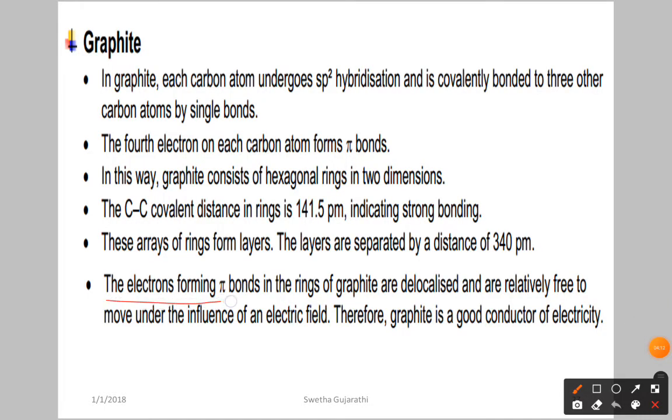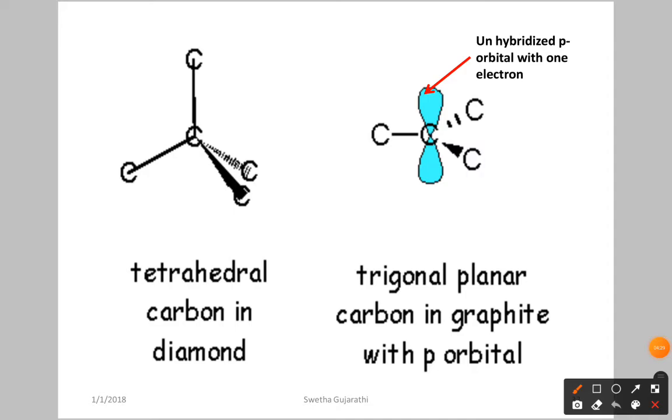The electrons forming pi bonds in the rings of graphite are delocalized and are relatively free to move under the influence of an electric field. Therefore, graphite is a good conductor of electricity. Simply what I want to convey is that we have one unhybridized p orbital with one unpaired electron. If you take another carbon, for example, this is a carbon.